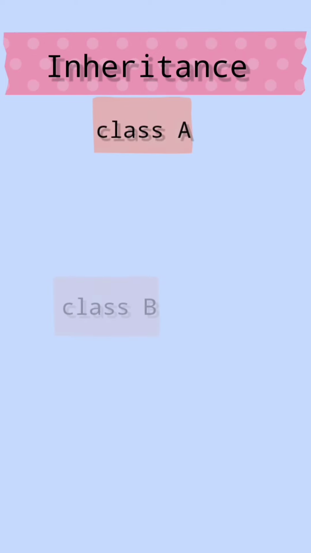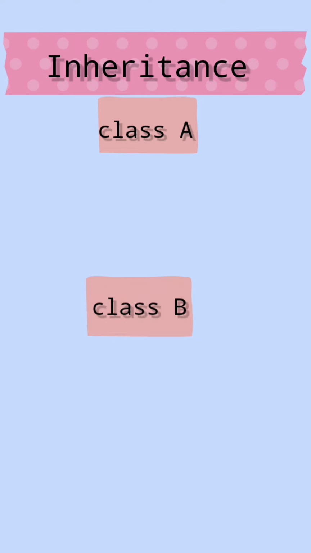Inheritance is a mechanism in which a child class acquires properties of a parent class. In this way, we need not declare fields and methods again and again in all the classes. We just declare them in the base class.